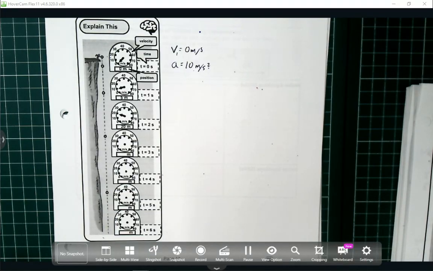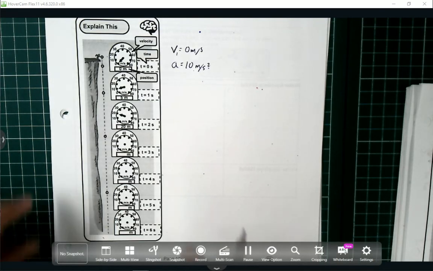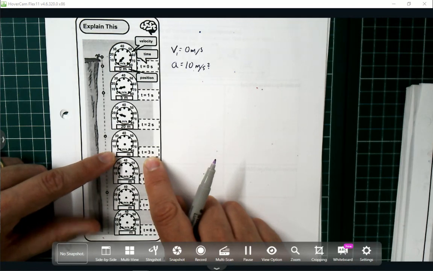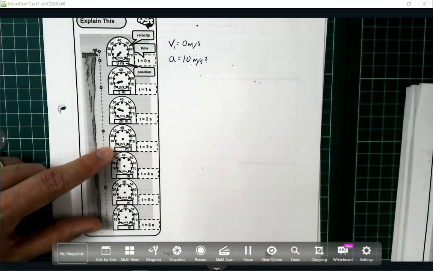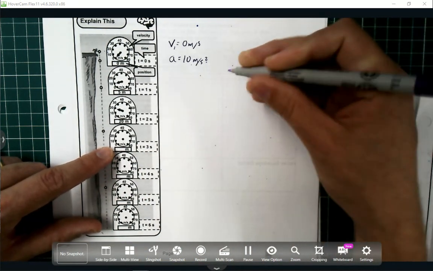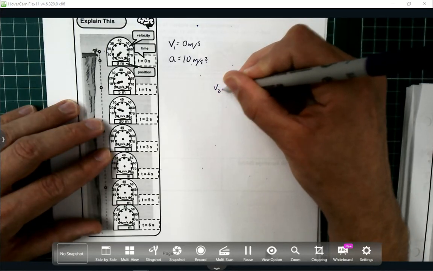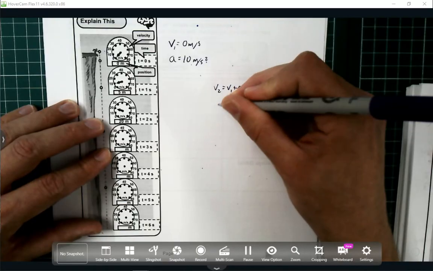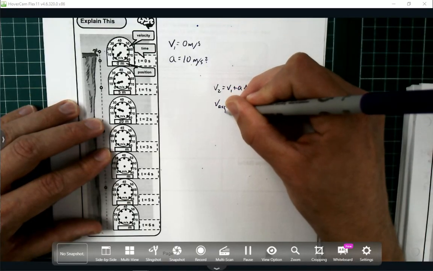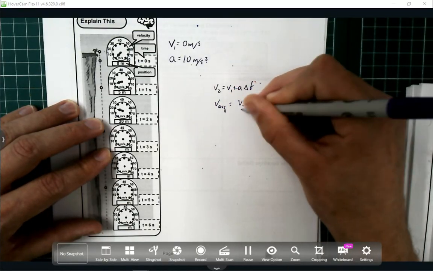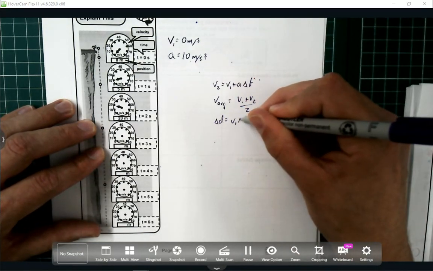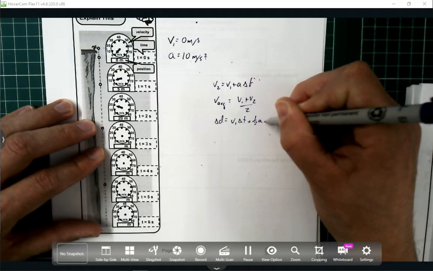Is there anything else we know? No, not necessarily. But if I'd like to know how far this thing has gone by 3 seconds, I could plug in some values, right? Now I think about my equations of motion, and I'll take stock of what I know. I know that V2 equals V1 plus A delta T. V average equals (V1 plus V2) divided by 2. Delta D equals V1 delta T plus 1/2 A delta T squared.